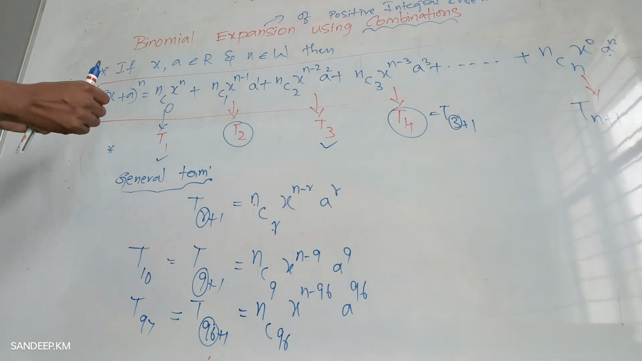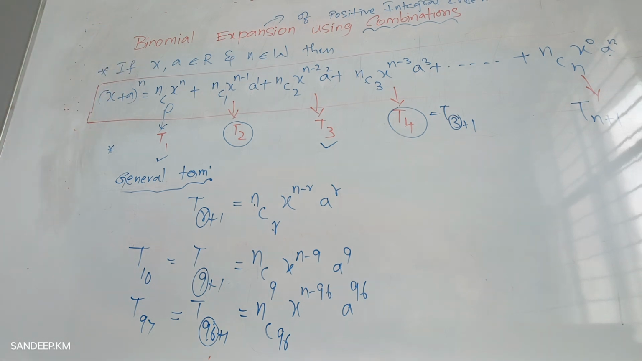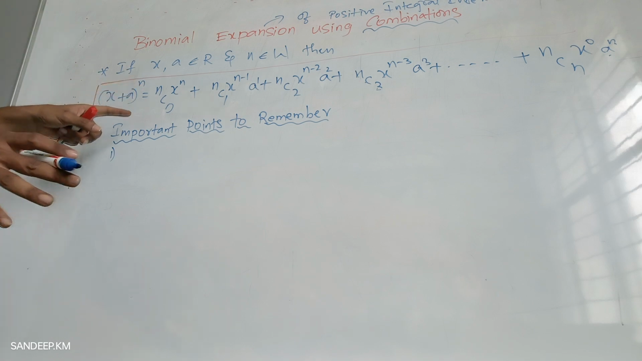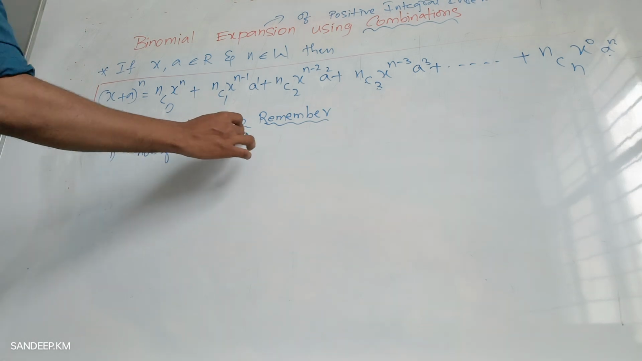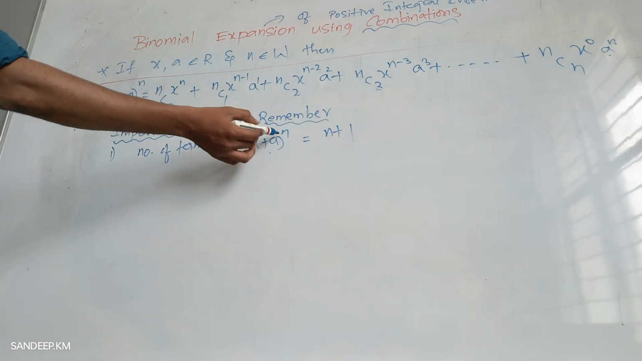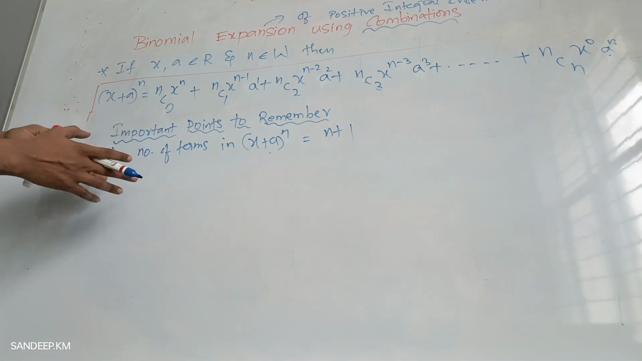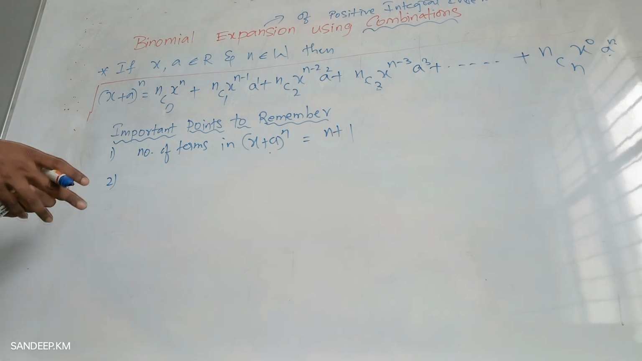Okay. Now let us discuss some important points that we have to observe in binomial expansion. Some important points to remember, dear students. The first point is that if the index is n, the number of terms is n plus 1. So the number of terms in the expansion x plus a whole power n is n plus 1. So if it is x plus a whole power 100, it contains 101 terms. If it is x plus a whole power 999, then it contains 1000 terms. So the first thing is the number of terms. Next, the second thing.